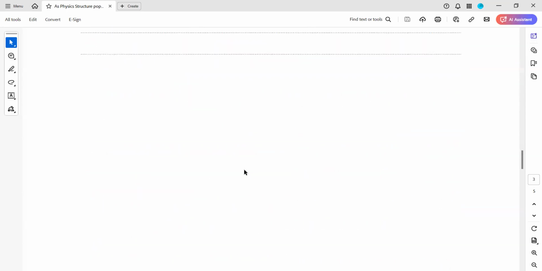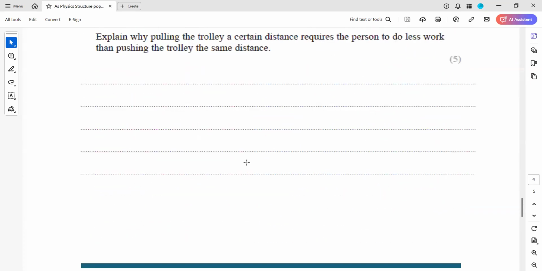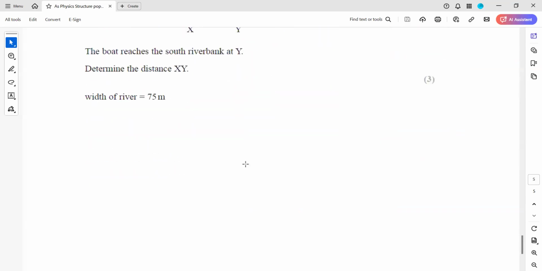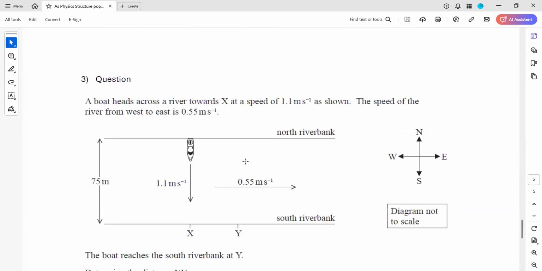Question 2, any doubts? Question 3. Question 2 or question 3, any doubt?